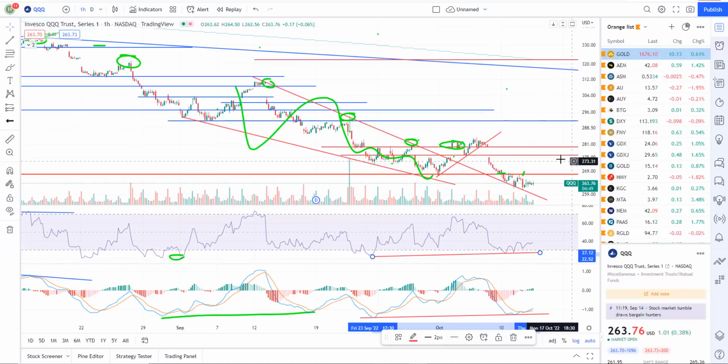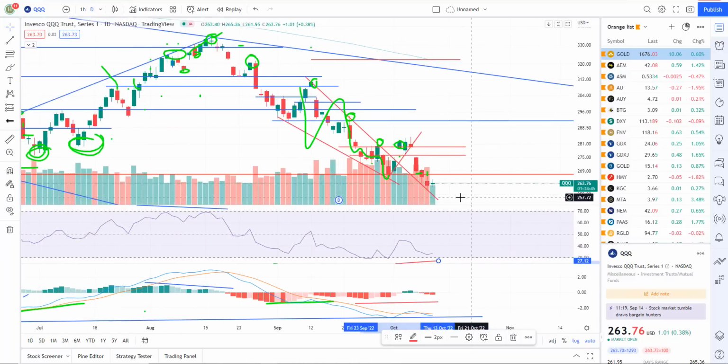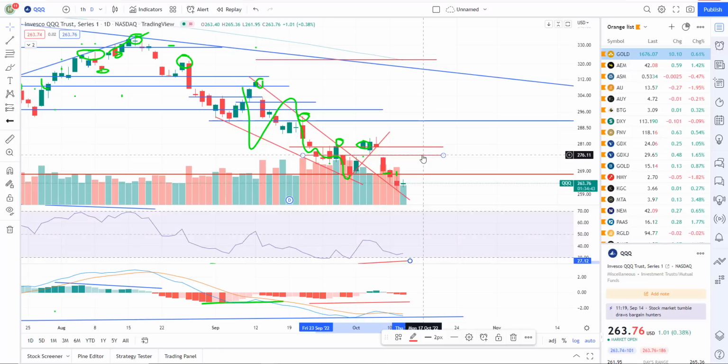we've got a couple levels to watch, but let me go to the daily. Likely going to rally up to this 276 area. Above that, we've got 279. Okay, and if you break above that, you're probably going to hit 291 for the next move higher.